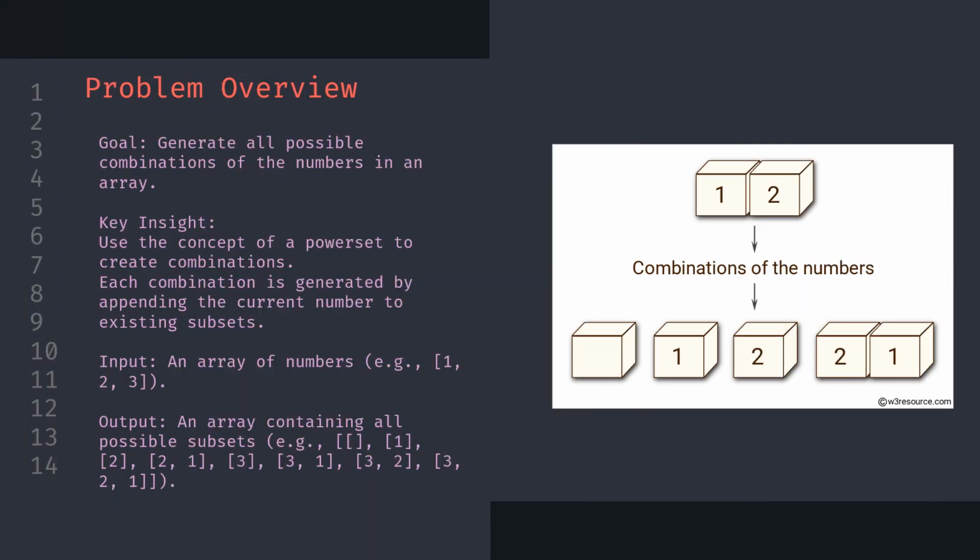The goal is to generate all combinations of numbers in an array, which includes subsets of all sizes, from the empty set to the set containing all the elements. For example, if the array is 1 and 2, the output will include the empty set, single element sets such as 1 and 2, and a set containing both elements, 1 and 2. This is known as the power set of an array.